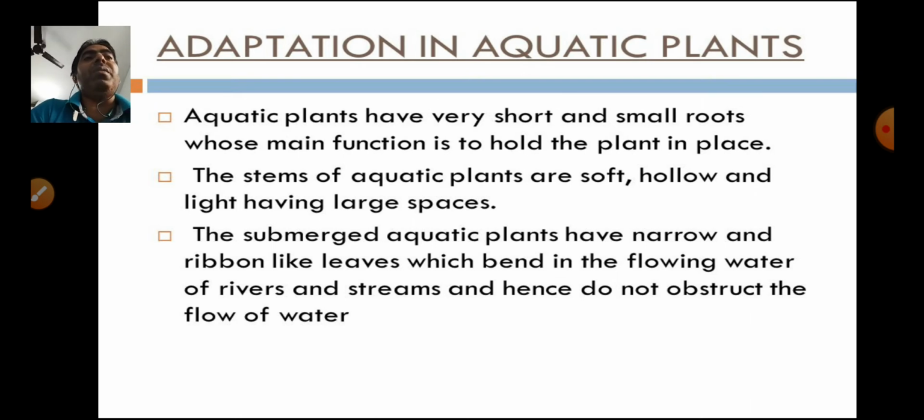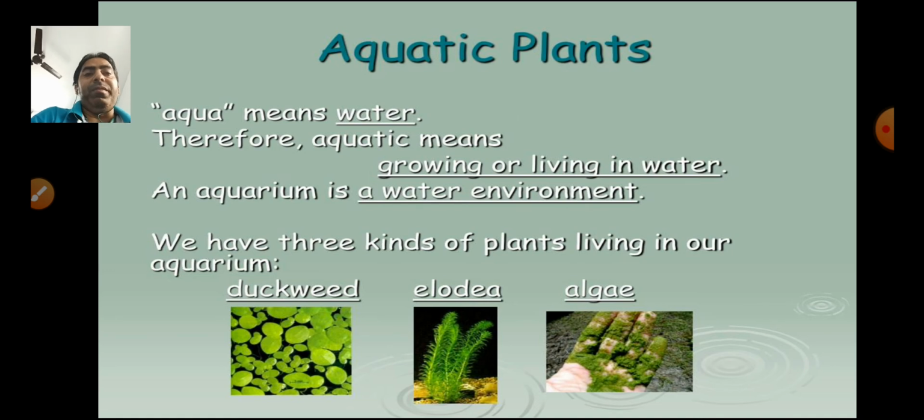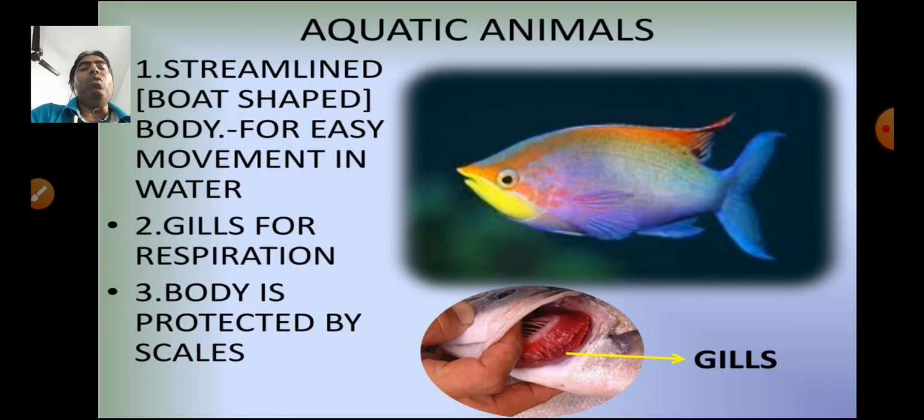Now we are going to see some free floating plants. These plants float freely on the water. Examples: water hyacinth, lotus, water lily. These plants' leaves are flat and large. The leaves are covered with a waxy coating which makes them waterproof and protects them from the decaying effect of water. Stems have air spaces which enable the plant to float.